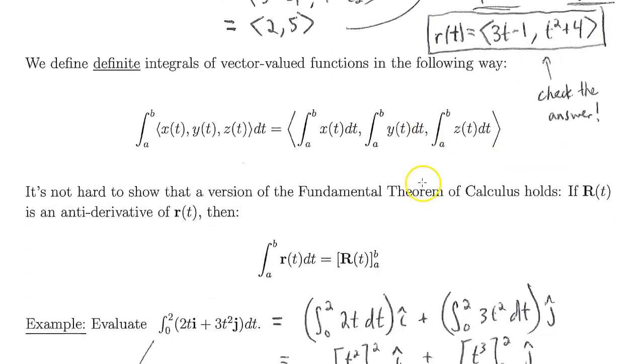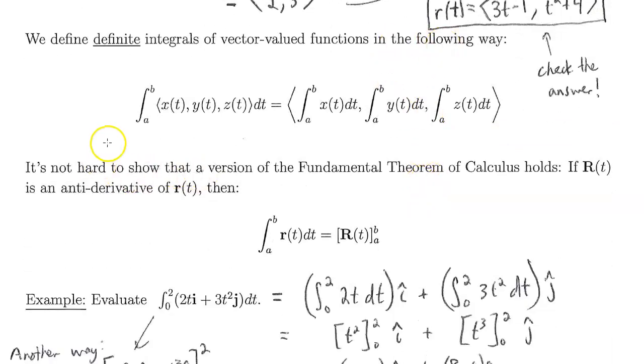Now we can also do definite integrals of vector valued functions. So the integral from a to b of some vector valued function, which I've written in bracket notation here: x of t, comma y of t, comma z of t. The way you do this is component-wise. You just do the integral from a to b of x of t dt, comma, the integral from a to b of y of t dt, and so on.